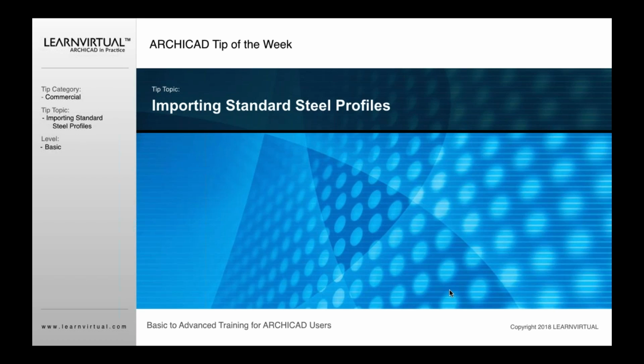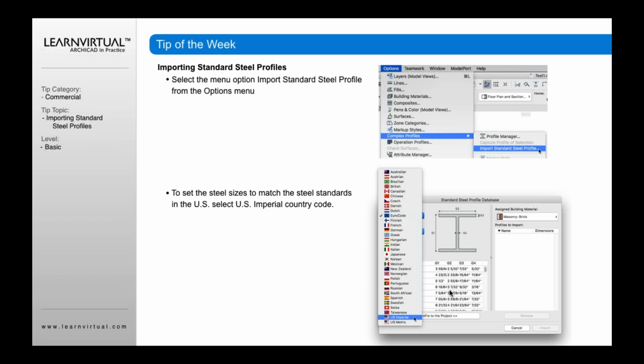This is our ARCHICAD tip of the week, and I'm going to review the ARCHICAD standard steel profiles with you today. To bring the steel profiles into your ARCHICAD project, you need to first go to your options menu, go down to complex profiles, and go import standard steel profile.